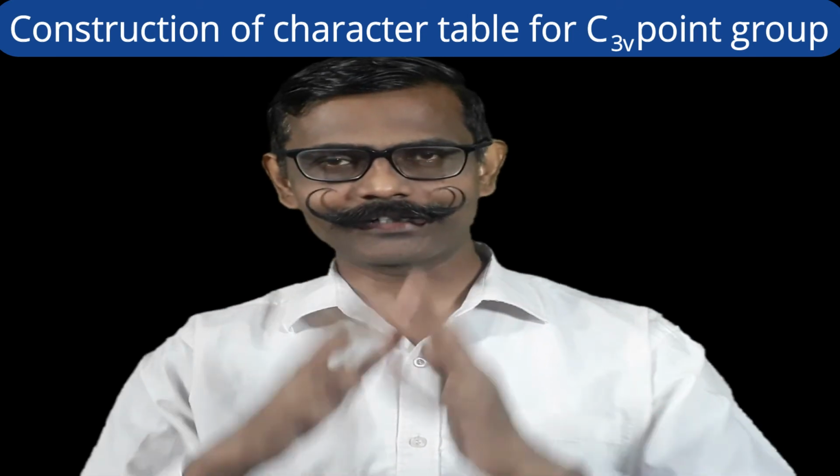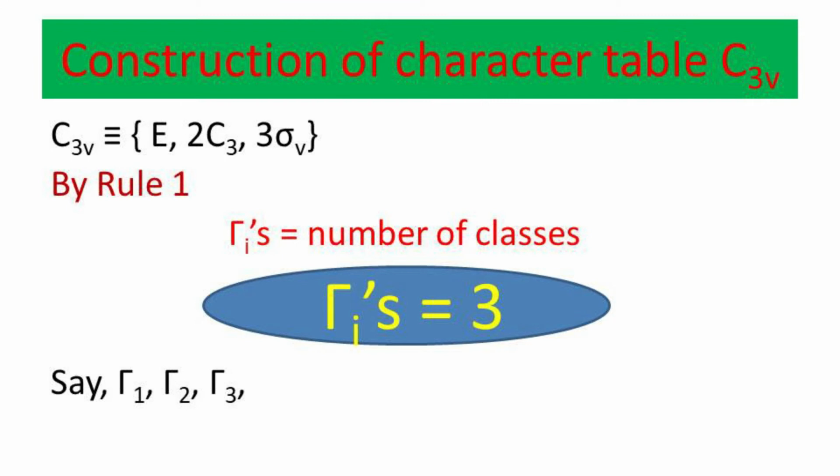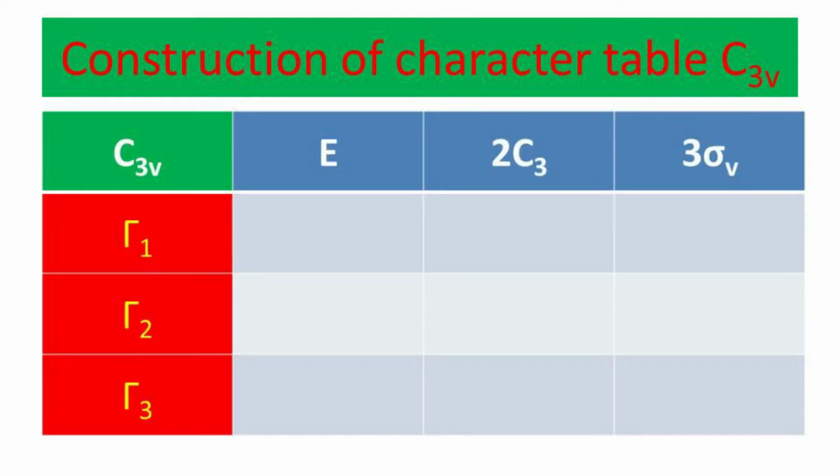Is the construction clear? C3V point group, its representation is divided into 3 classes. All 6 operations are there: E, 2C3 and 3 sigma V. By rule number 1, total gamma is equal to the number of classes. Therefore gamma i's will be 3. Let me call them gamma 1, gamma 2 and gamma 3.